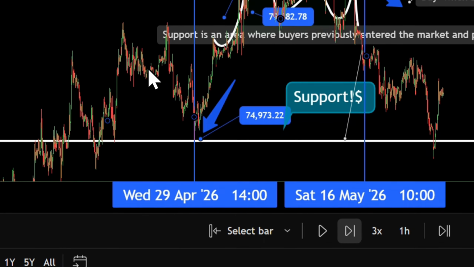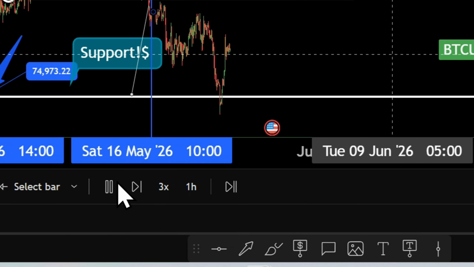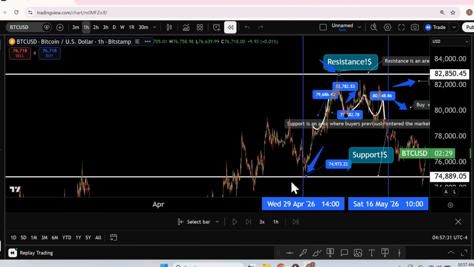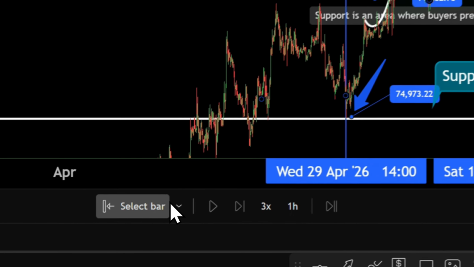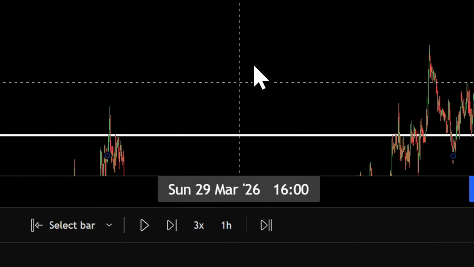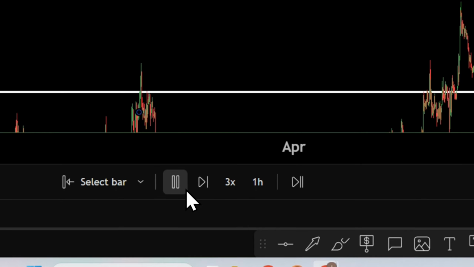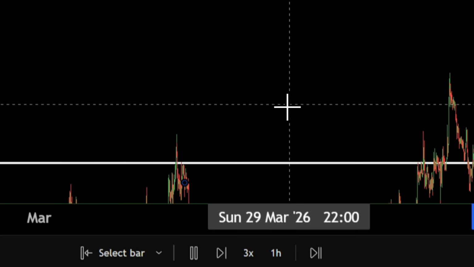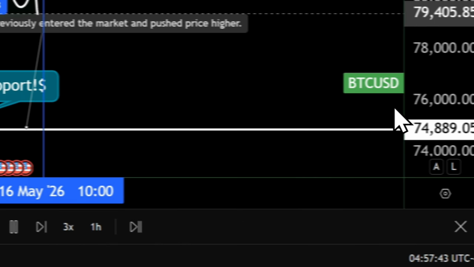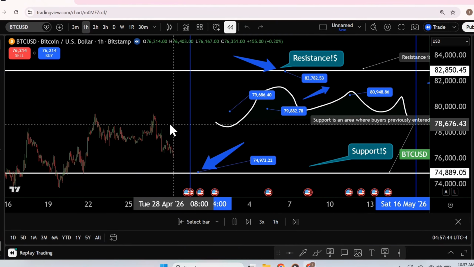Now another important concept is role reversal. This happens when support later becomes resistance, or resistance later becomes support. Watch this carefully. Price initially respects this level as support, then the market breaks below it. Later price comes back to retest the same area, and now sellers defend the zone. This happens constantly across financial markets because traders remember these levels.